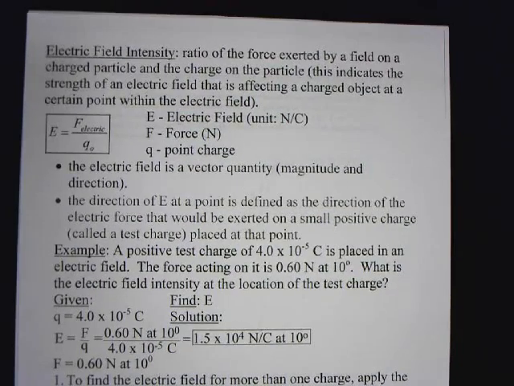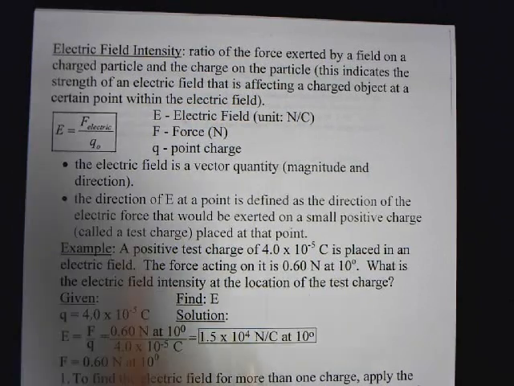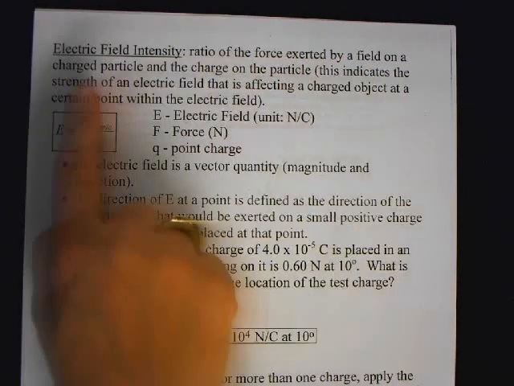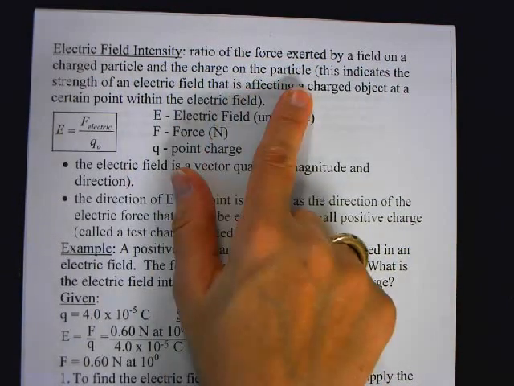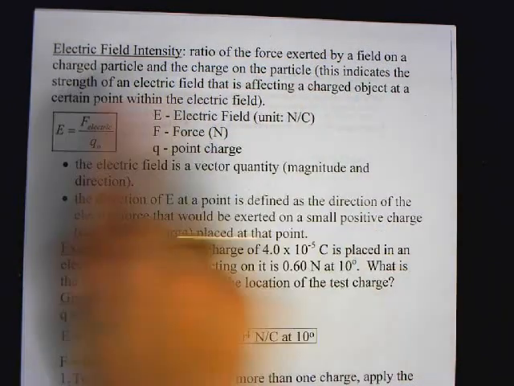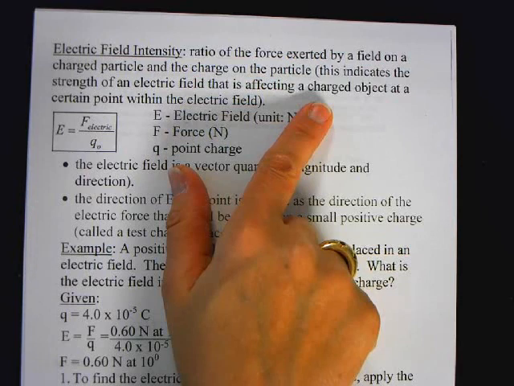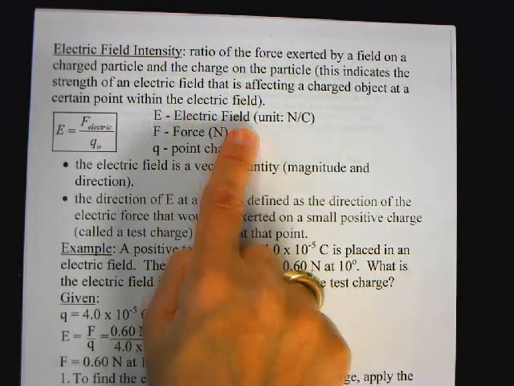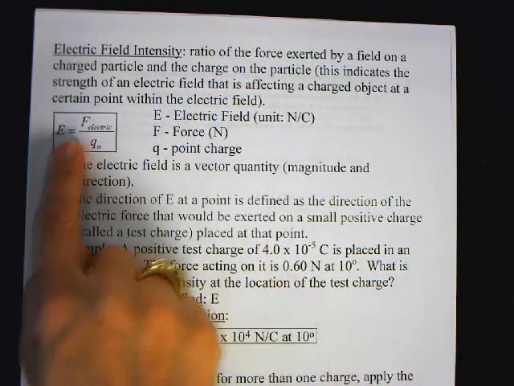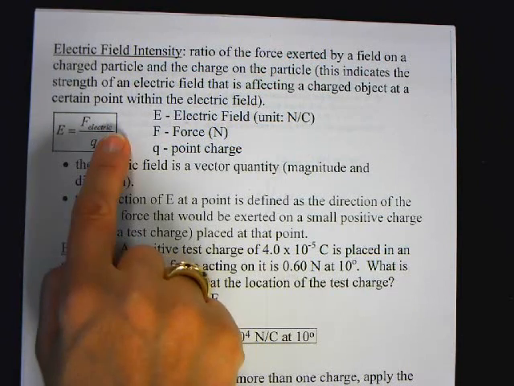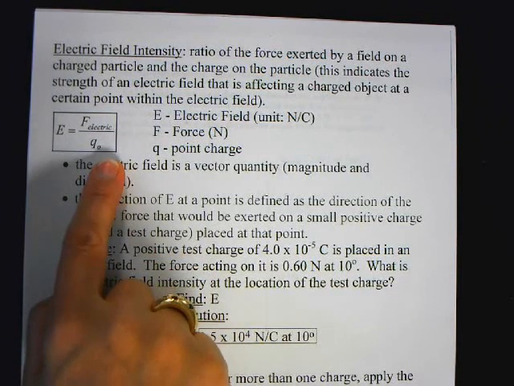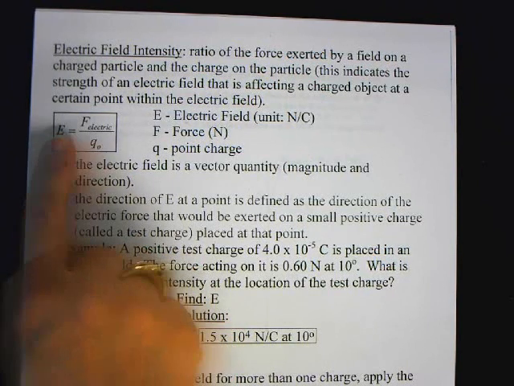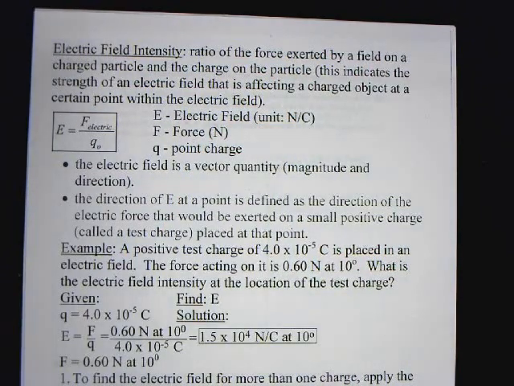So now, to calculate the electric field intensity, it is the ratio of the force exerted by a field on a charged particle and the charge on the particle. So again, this indicates the strength of the electric field that is affecting the charged object at a certain point within the field. So E, that's electric field intensity, is equal to the electric force, which is Coulomb's law, divided by the point charge. Now remember, force is measured in newtons. Charge is measured in coulombs, so the unit for electric field is going to be a newton per coulomb.